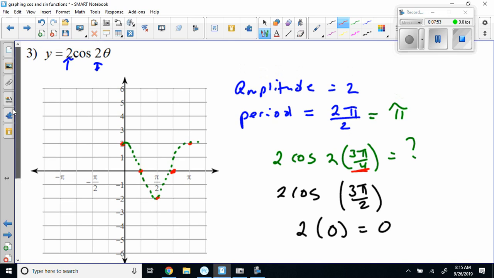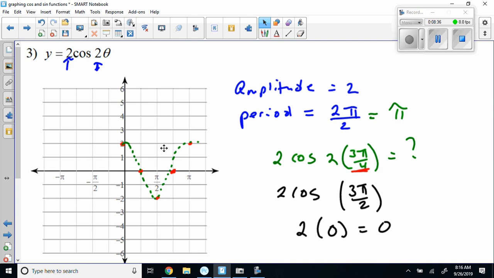Our equation is 2 cosine 2 theta, right? So I multiplied 3 pi over 4 times 2. That got me 6 over 4, which simplifies down to 3 pi over 2, right? You look on the unit circle, what's cosine 3 pi over 2? That's right. So that's how you do it. And then it's times 2. Anything times 0 is 0. So, okay? Questions?